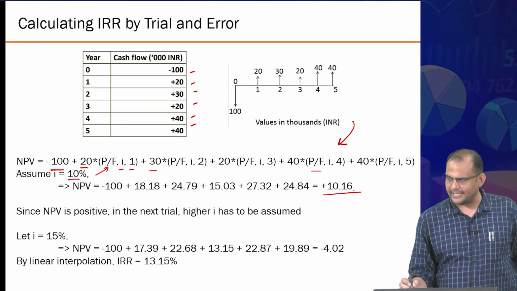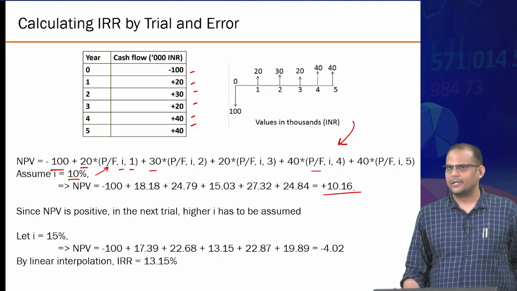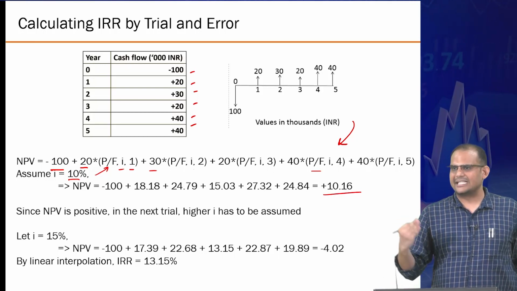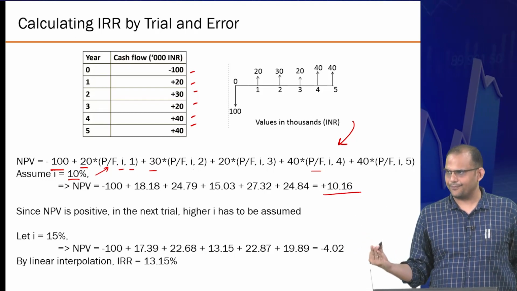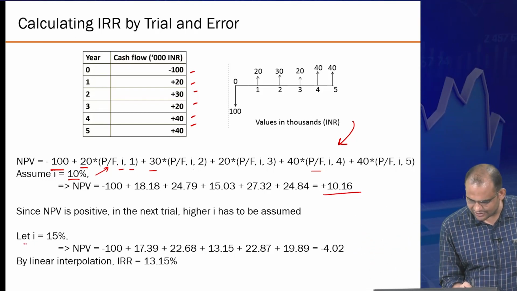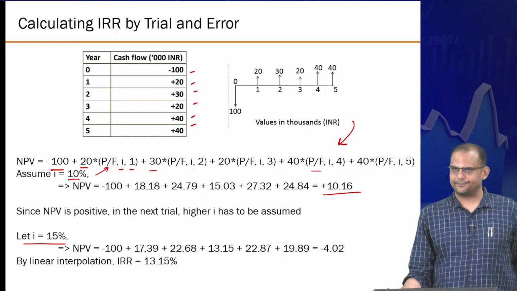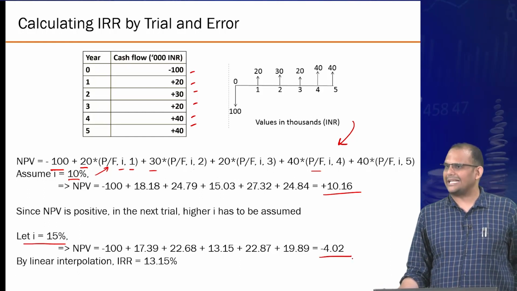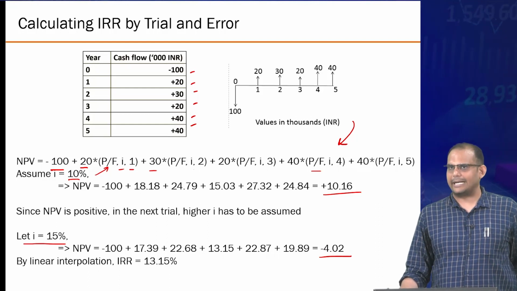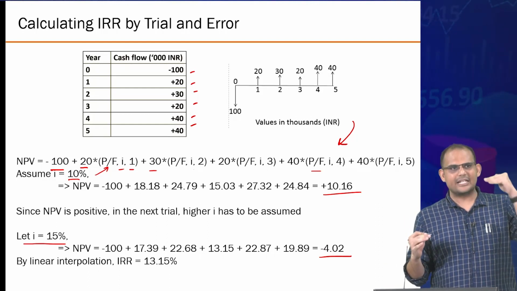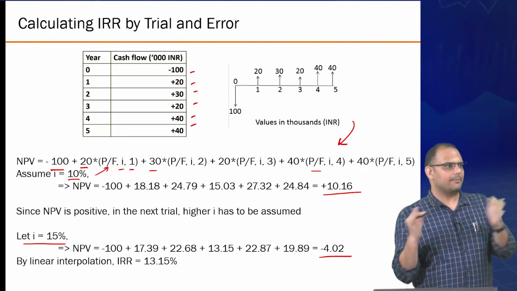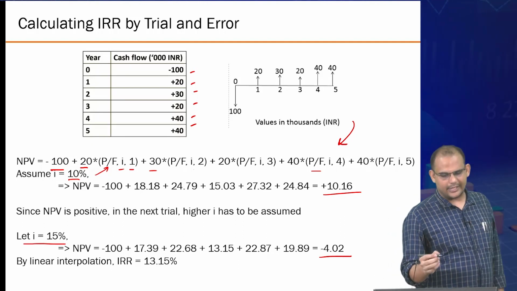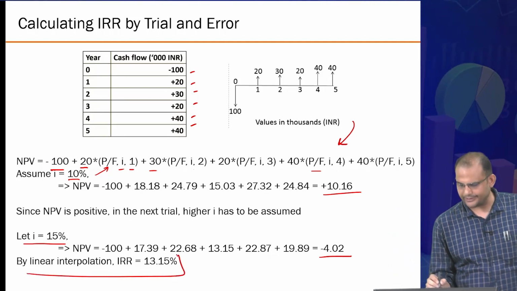You calculate at 10%, you can estimate this expression. This comes out to be 10.16 positive. So it means the actual I will be slightly higher than 10%. So next trial you assume it to be 15%. You calculate, the value is coming out to be minus 4.02. It means that there is at least one solution between 10% and 15% that you can estimate by linear interpolation.